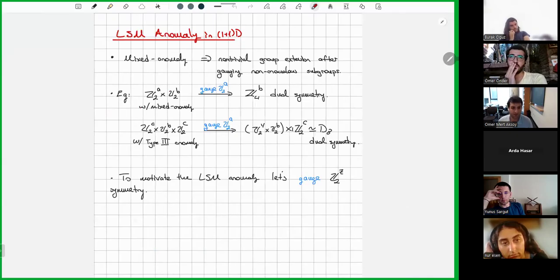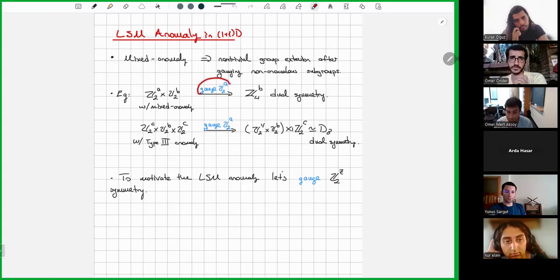So one consequence of having a mixed anomaly is that if you gauge a non-anomalous subgroup, you should get a group extension. What do I mean by that? These are the very typical examples. For instance, if we had two Z2 symmetries, Z2A and Z2B, with some mixed anomaly, meaning Z2A and Z2B are not anomalous themselves, but together there's an anomaly. When you gauge the Z2A symmetry, you get a dual symmetry that is Z4B. So you see Z2B is extended to Z4. This is a non-trivial group extension.